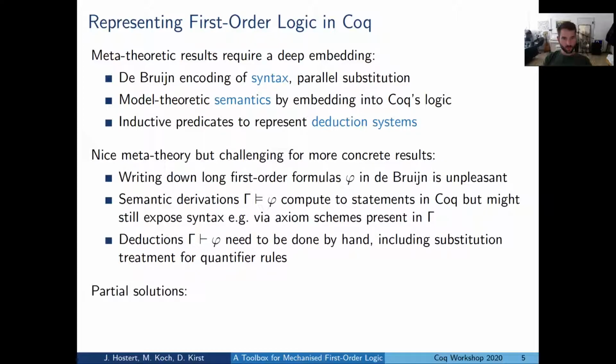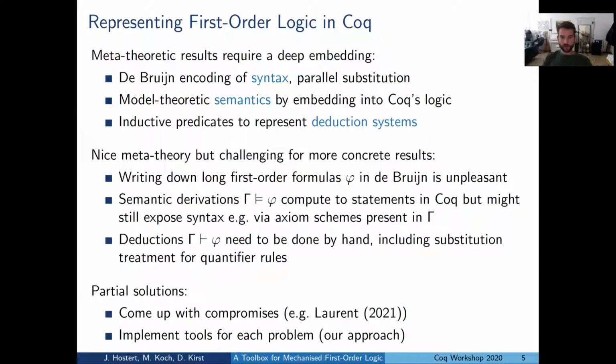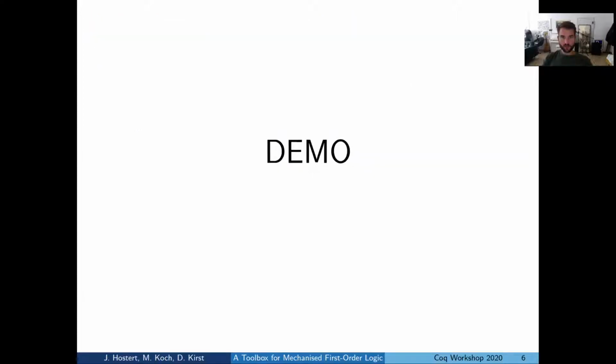So there should be solutions for this. One way to tackle these problems is to come up with compromises. For example, Olivier Laurent presented at this year's CPP that the syntax can be represented such that you still have names, which is easy to work with, but can still prove structural properties easily. Or you just do an overall two-level approach, which is what we do. For each of the three problems, we implement a tool that helps solve this problem. And I want to now, in a quick demo, show you the first tool that we developed.